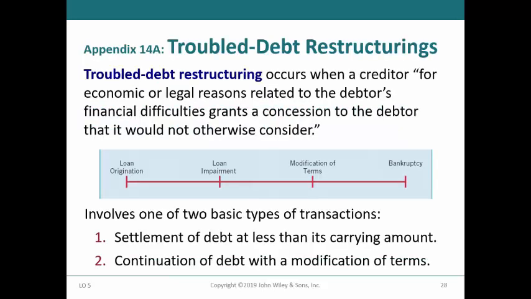Troubled debt restructuring occurs when a company grants concessions to a debtor due to the debtor's financial difficulties. As shown on the slide, the difficulties usually begin with a recognition of loan impairment. This can be signaled by the late payment or inability of the debtor to make periodic interest and/or principal payments. If the conditions continue, the creditor may make a modification of terms to keep the debtor in the loan. If the problems continue to escalate, the debtor may enter bankruptcy, at which time the creditor will settle the debt at less than the carrying amount.